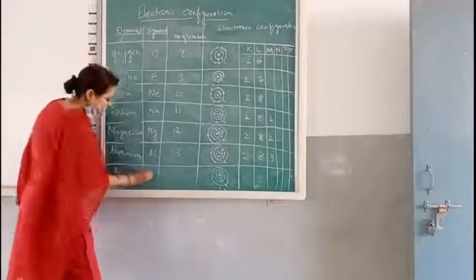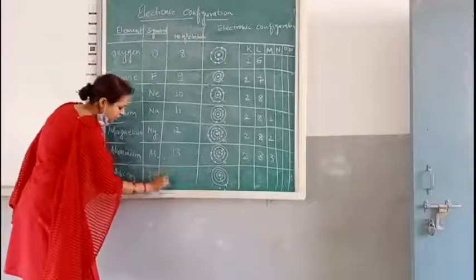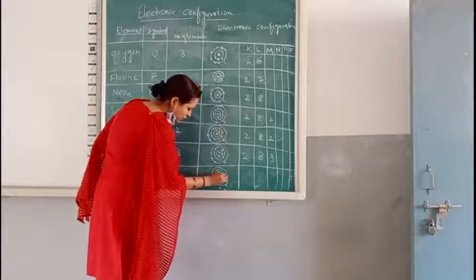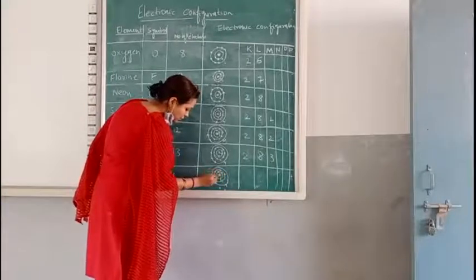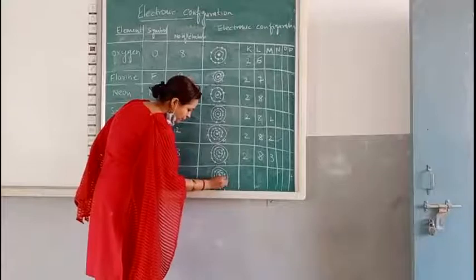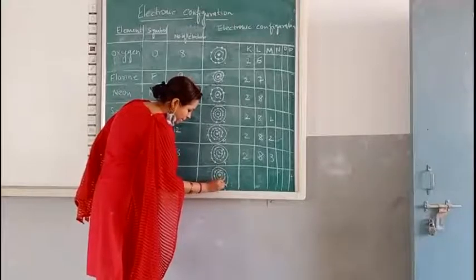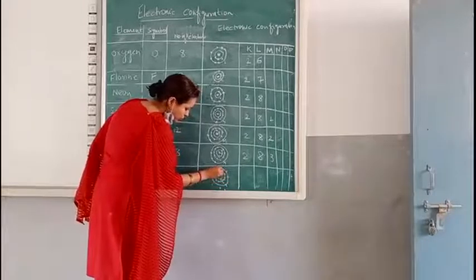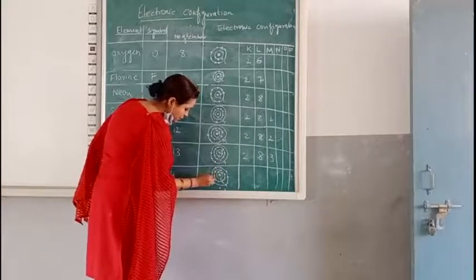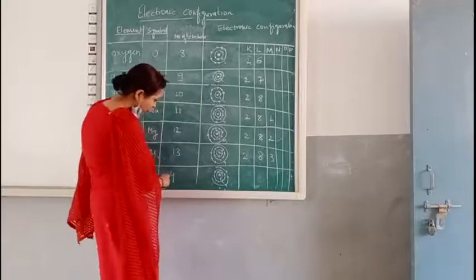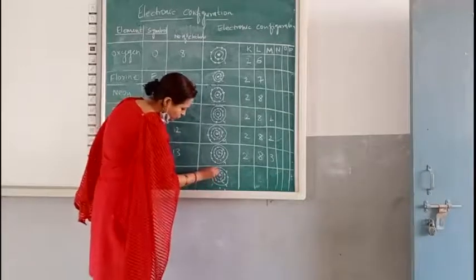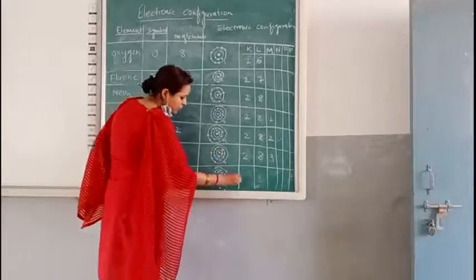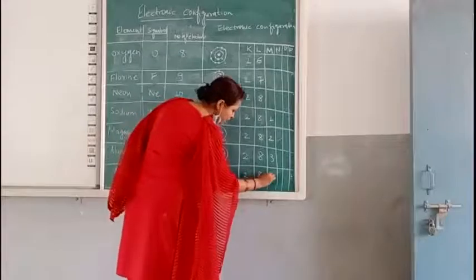Now silicon, chemical symbol Si. There are 14 electrons. So the same thing: 2 electrons in the K shell, 8 electrons in the L shell, and then the remaining, 14 minus 10, so 1, 2, 3, 4 electrons will go to the M shell. So the electronic configuration will be 2, 8 and 4.